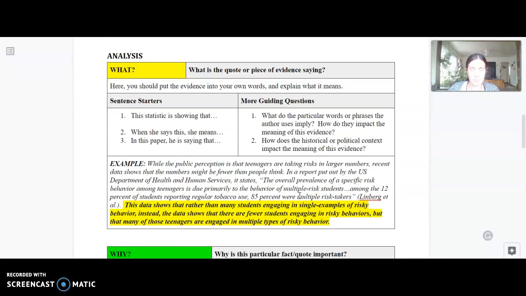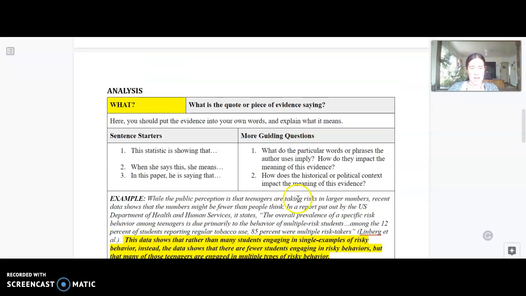All right, so the first way we'll look at analysis is this idea of what. What is the quote or piece of evidence saying? Here you should put the evidence into your own words and explain what it means. You may start your sentences with things such as, this statistic is showing that, when she says this, she means, in this paper he is saying that.